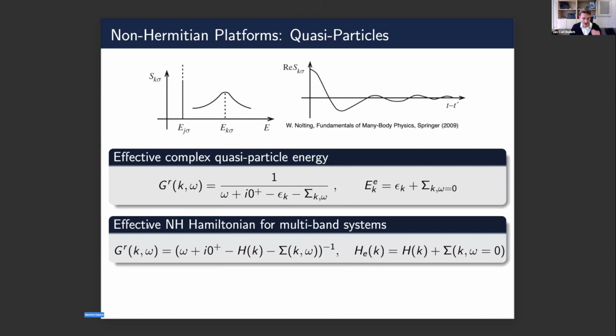So what will be a bit more specific to this talk is that we now have a matrix structure. It will be essential that we have a multi-band system, or at least a spin degree of freedom that non-trivially couples, because here not only an imaginary part in the self-energy, but also the matrix structure of the imaginary, or more generally anti-Hermitian, part of the self-energy will matter.